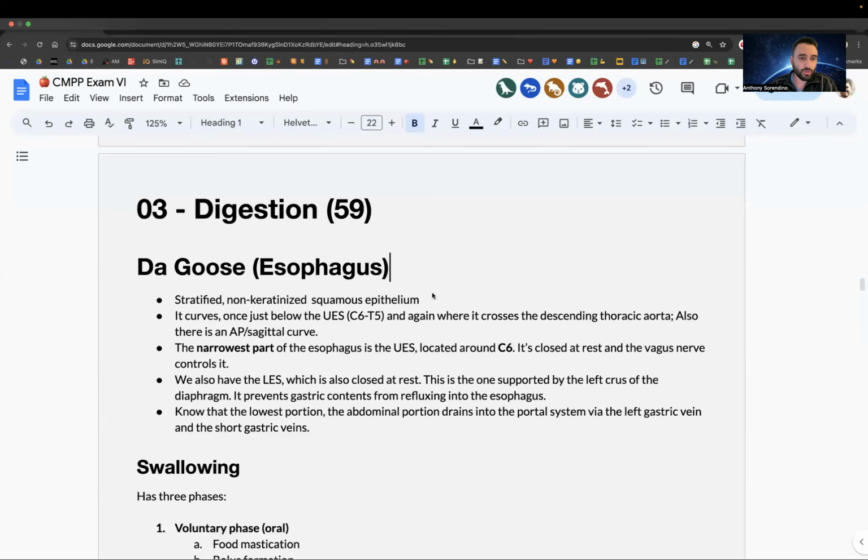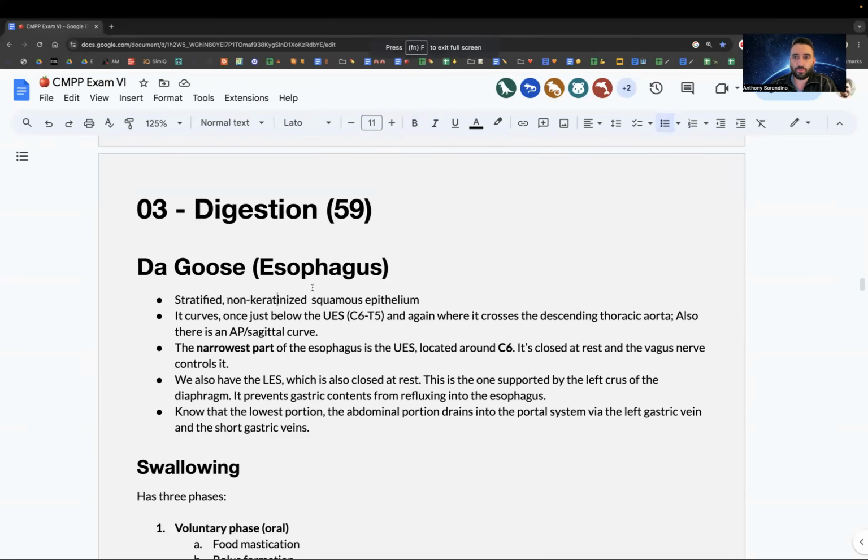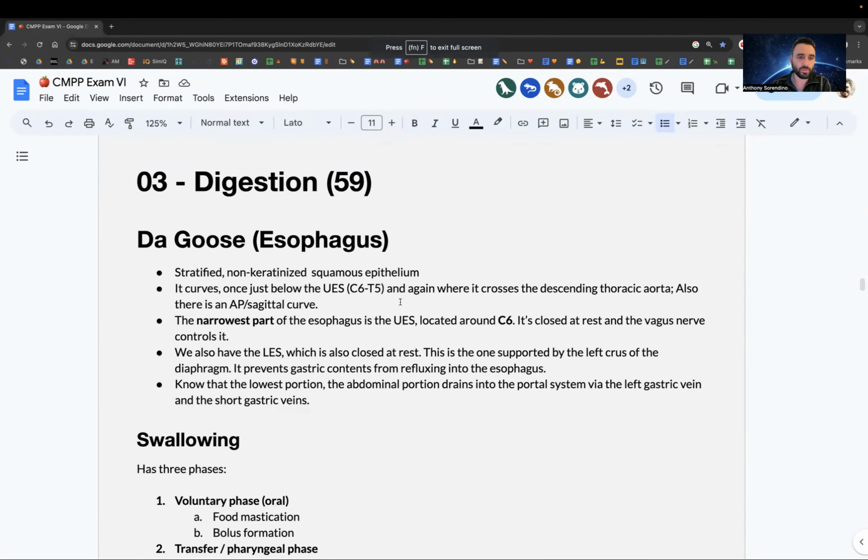Okay, so trying something a little bit different, going to go through this document and review for the CMPP exam. So we are just going to dive right into it. So I'm going to start with GI. If we have time later, we'll go through the pulm stuff.